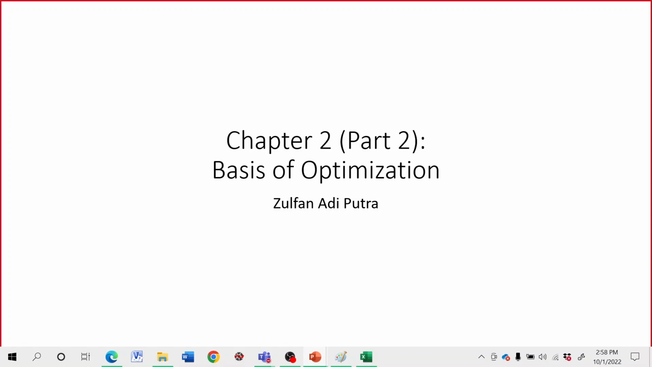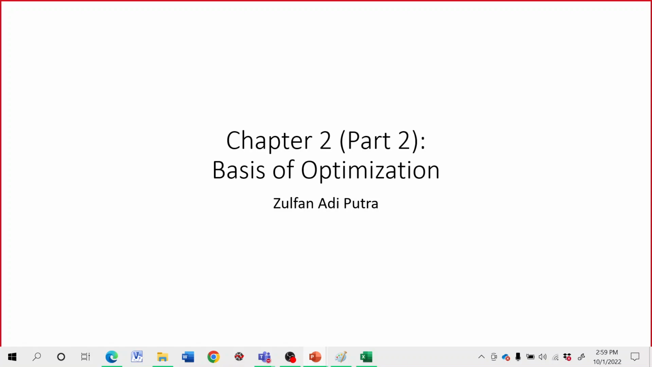so what I want to share here is quickly a basis of optimization. In the first part, we already know how to formulate the problem in a mathematical sense, and then we can identify whether that problem is a linear problem, a non-linear problem, or an integer linear or non-linear problem. Very quickly. Now, once we know the formulations, we will need a solver.